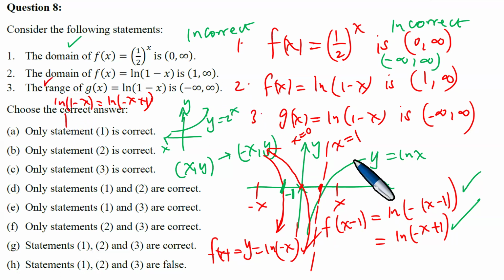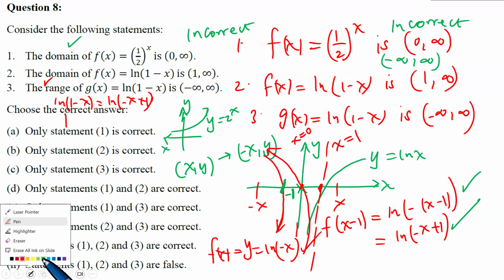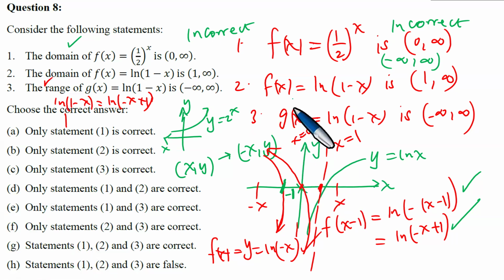So indeed, the range is correct, because it's going to go from plus infinity to minus infinity. This is the range, so the range is correct. But it's asking two things: the domain and the range. You may think the domain is 1 to infinity, but the domain cannot be 1 to infinity because of this graph. So the domain is going to be what?